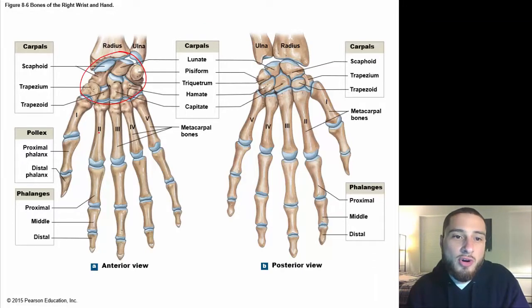And then we number our metacarpals. The thumb is number 1, index finger 2, middle finger 3, ring finger 4, and then pinky is 5. And then we have our phalanges.